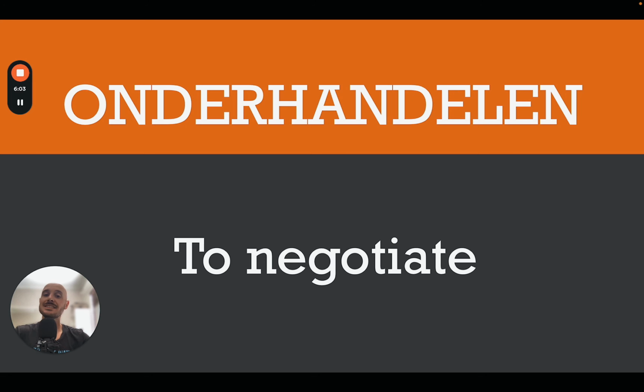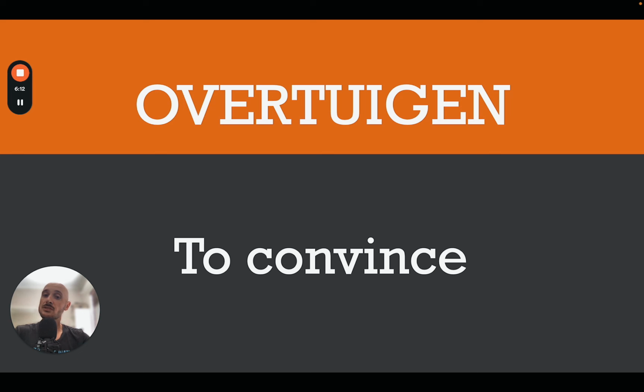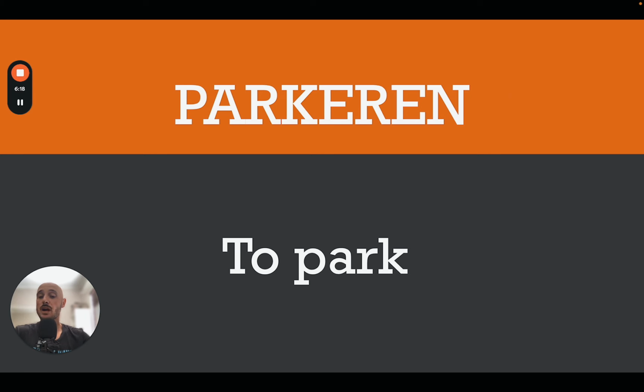Onderhandelen. Onderhandelen is to negotiate, right? If you're negotiating a business deal, then you will use the Dutch verb onderhandelen. Then to convince is overtuigen. Overtuigen is to convince. Then to park your car or to park your bike, for instance, that would be parkeren. Parkeren is to park, all right?